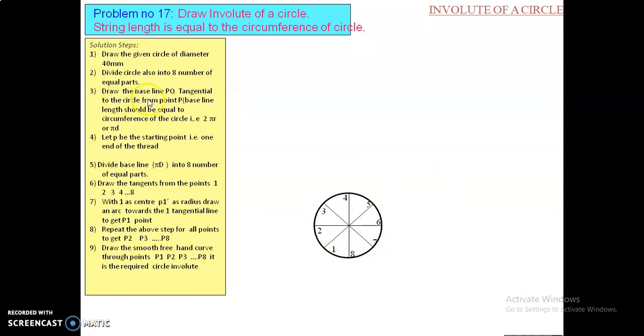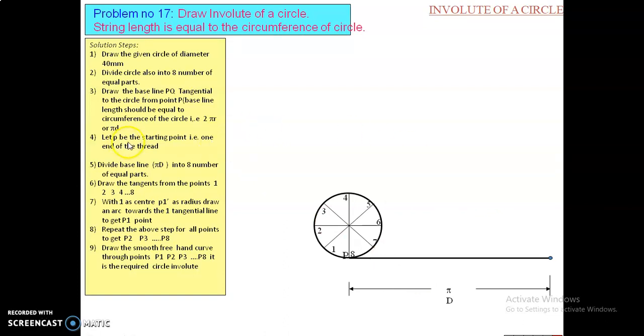Third, draw the baseline PQ tangential to the circle from the point P. So this is our point P, and from P we draw the baseline. What is the length of the baseline? The length of the baseline is equal to 2 pi r, that is one revolution of the circle, the one circumference of the circle. So that is 2 pi r or pi d.